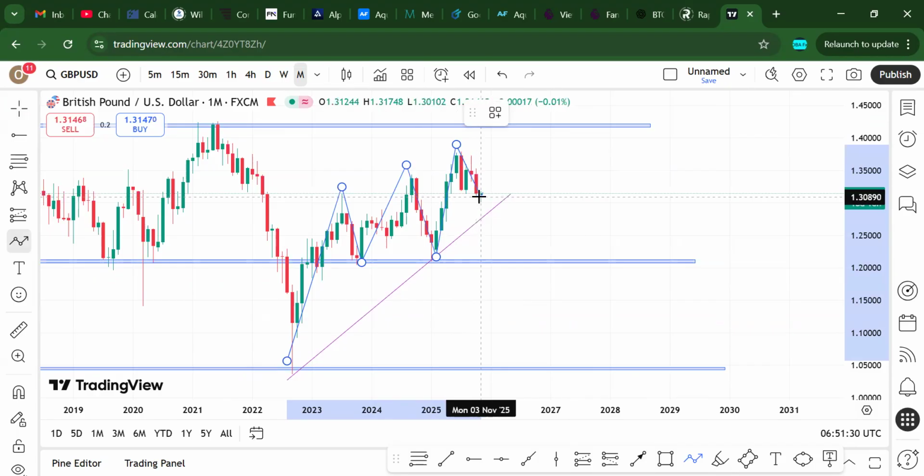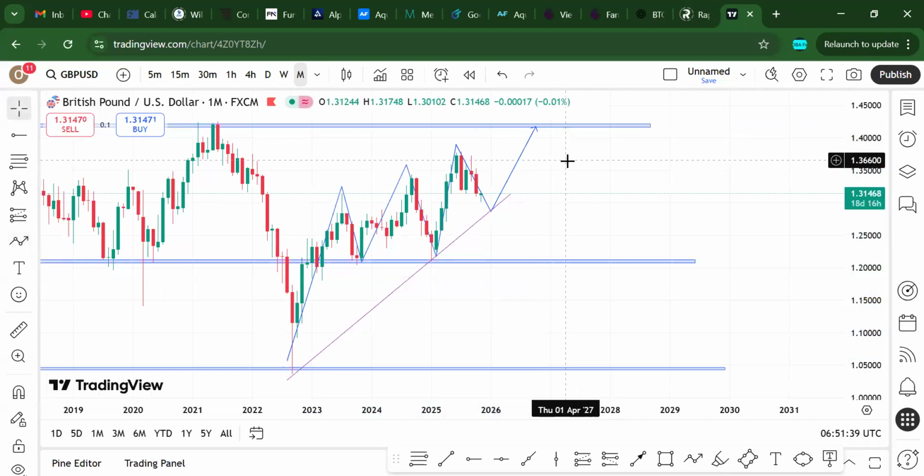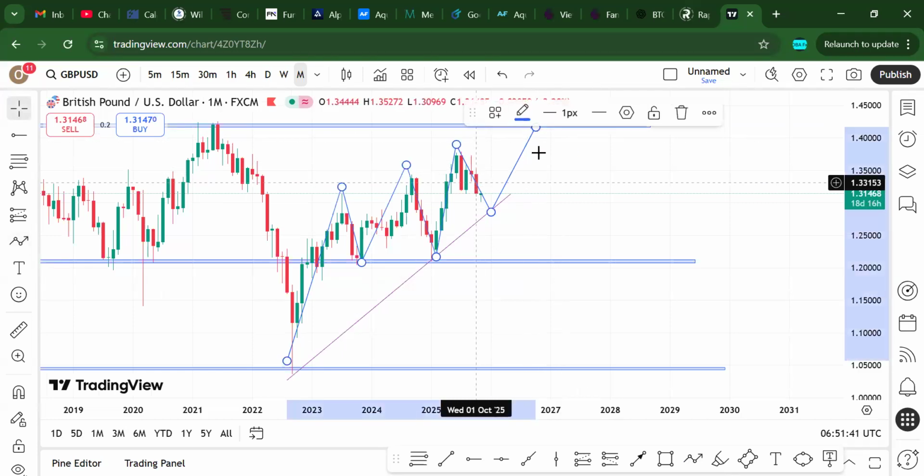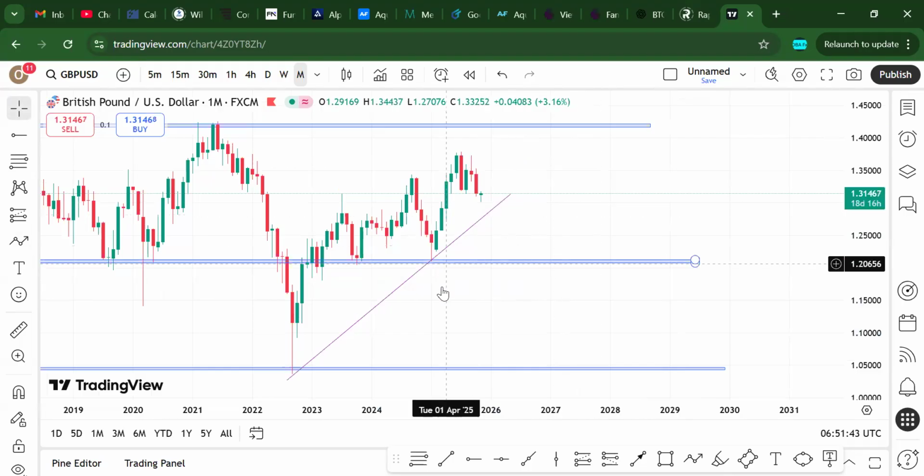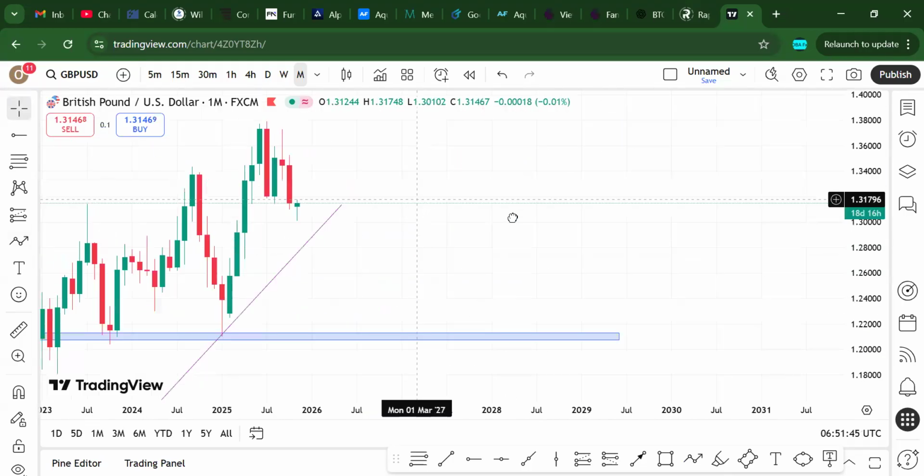I told us that the perfect scenario would be for it to come make a third touch of this trend line and then continue upwards to this major resistance zone. So we're going to be looking at it closer to see if that's still what's going on.